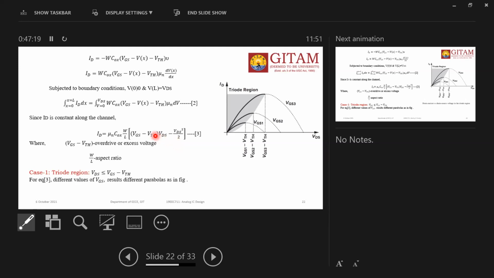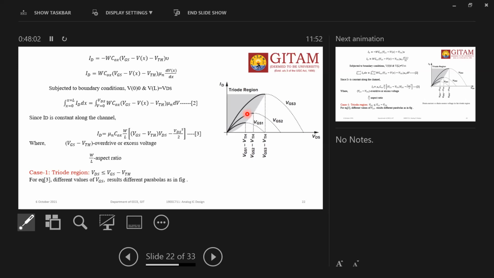Got the point? Because the maximum of each curve is obtained whenever your VDS value is equal to VGS minus VTH. So in this equation, VGS minus VTH is nothing but VDS, then VDS into VDS, VDS square minus VDS square by 2, which leaves only VDS square by 2. Similarly, each and every parabolic curve has a maximum value at VDS equal to VGS minus VTH. Remember.